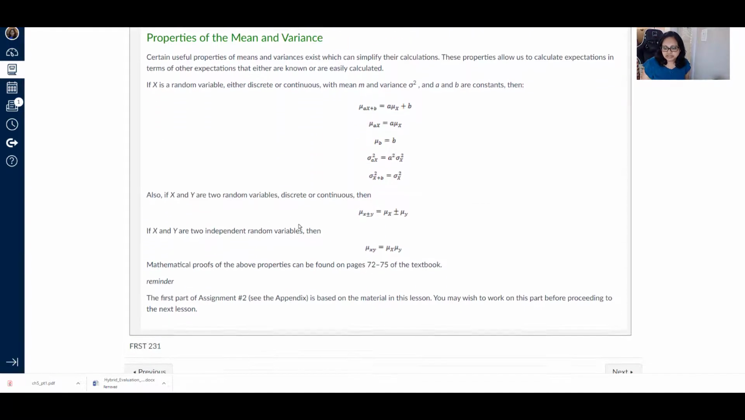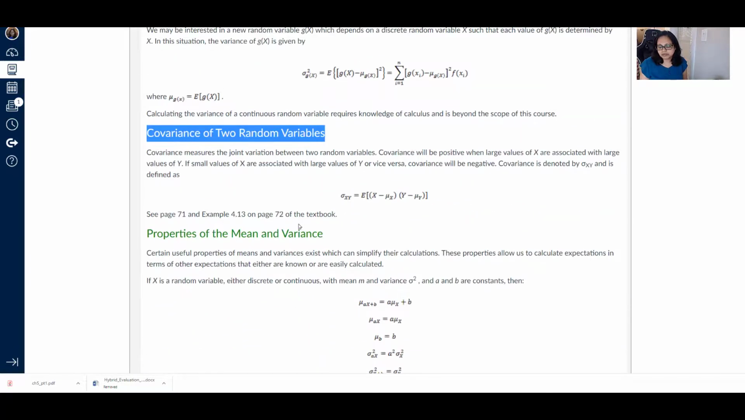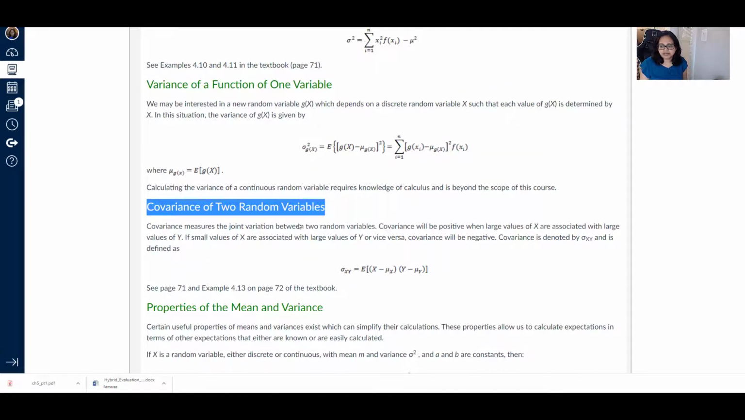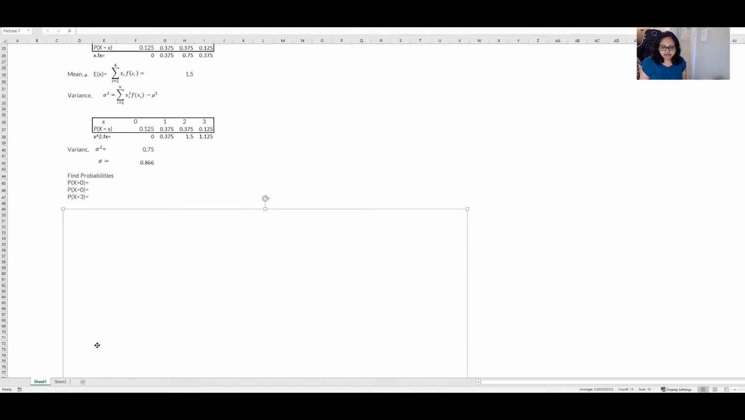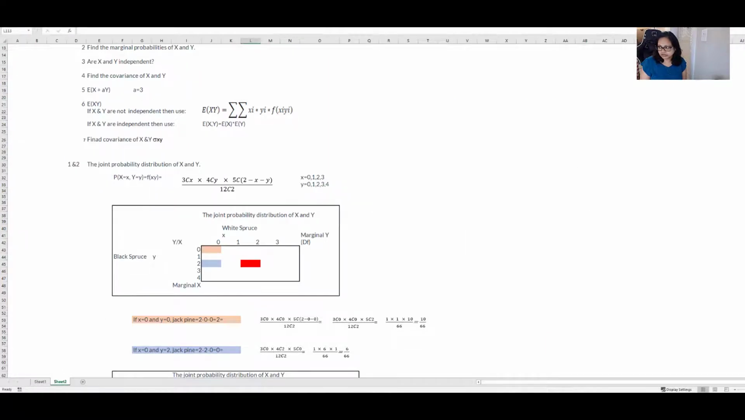The detailed examples, how we can find the variance and the expected values, are all given in the textbook. So we are just trying to give you some highlights here. So for the other one, let's show you.